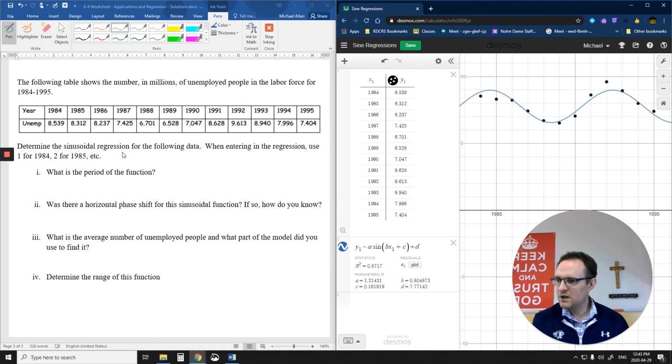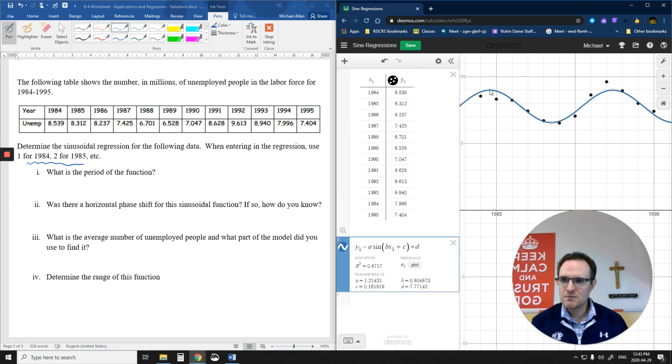Enter the regression. When entering, use the following. 1, or you could do that too. 1 to this. It says, I could fix it up by doing that as well. I'm just going to leave it here. This is fine. What is the period of this function?